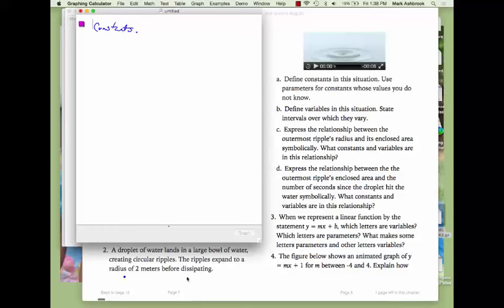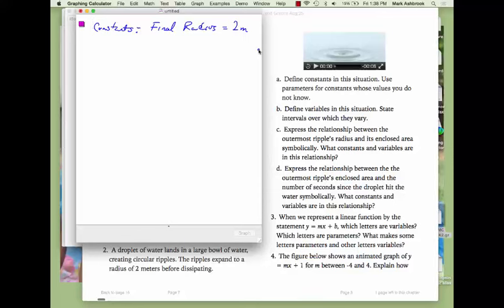So here's a constant. They gave you a number. They said the ripples expand to a radius of 2 meters before dissipating. So the final radius is a constant. Let's write that down. Final radius, 2 meters.